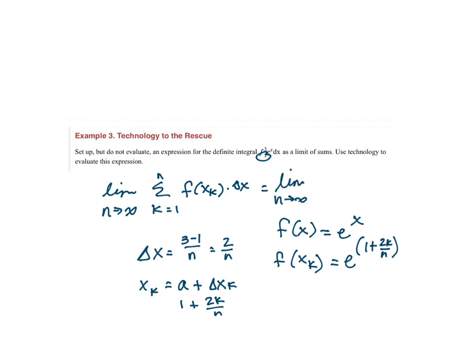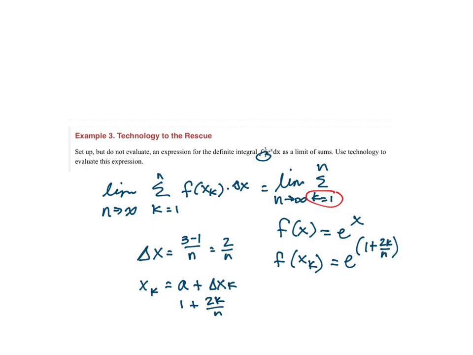So I'm having the limit as n goes to infinity from k equals 1. That's the first rectangle. Now, question: is this limit that I'm writing right now a right-hand limit or a left-hand limit, and why? From k equals 1 to n.